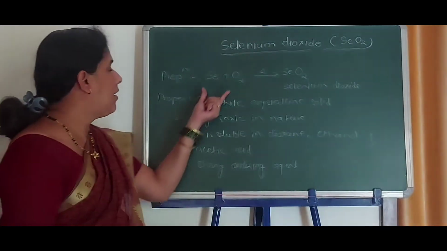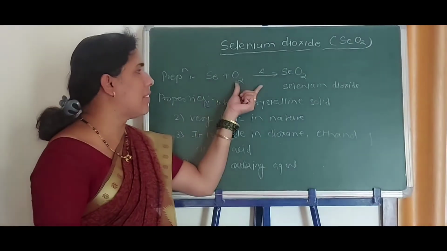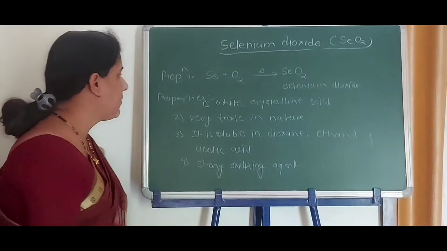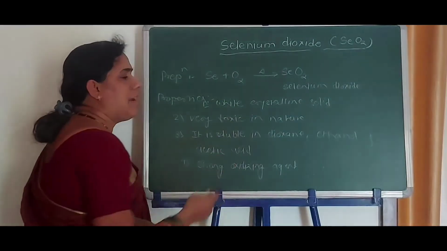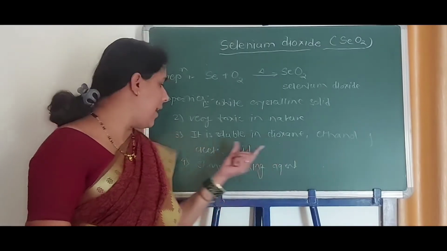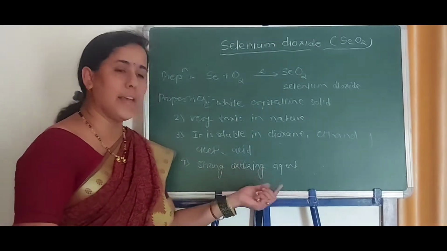Again, I am going to repeat this. Selenium when burned in a source of oxygen gives rise to selenium dioxide. It is a white crystalline solid. It is very toxic in nature. It is soluble in dioxane, ethanol and acetic acid and acts as a strong oxidizing agent.